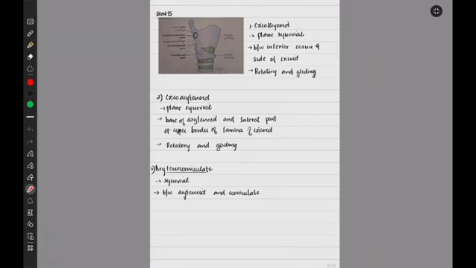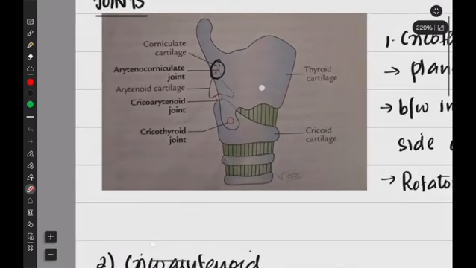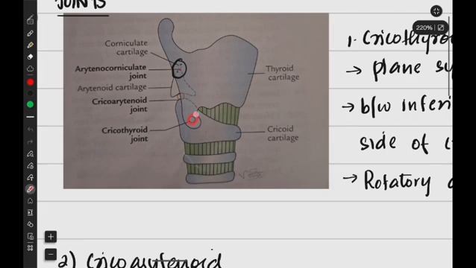The next is about the joints. So the major joints that are present are cricothyroid joint, then cricoarytenoid joint and arytenocorniculate joint.